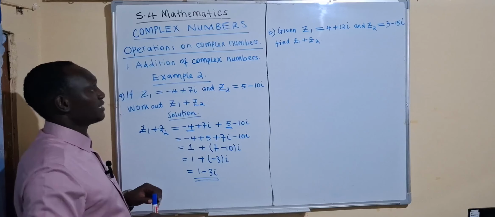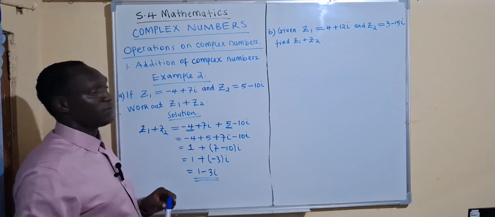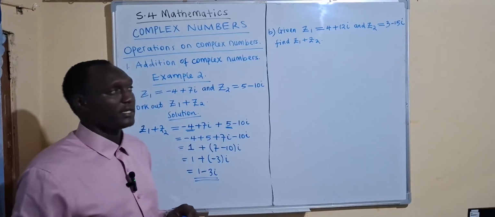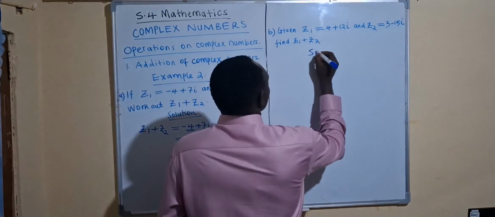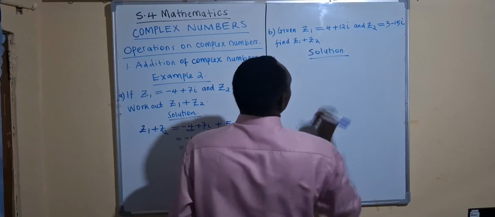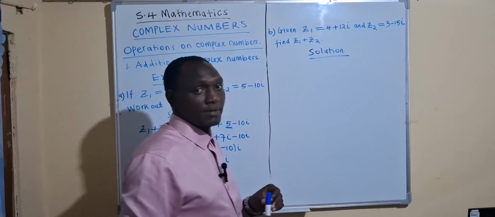Going to the second example, that is part B of this example 2, it says if z1 is 4 plus 12i and z2 is 3 minus 15i, find z1 plus z2. And the solution is not far from what we have been doing. Try it out and show me in the comment section if you passed it.